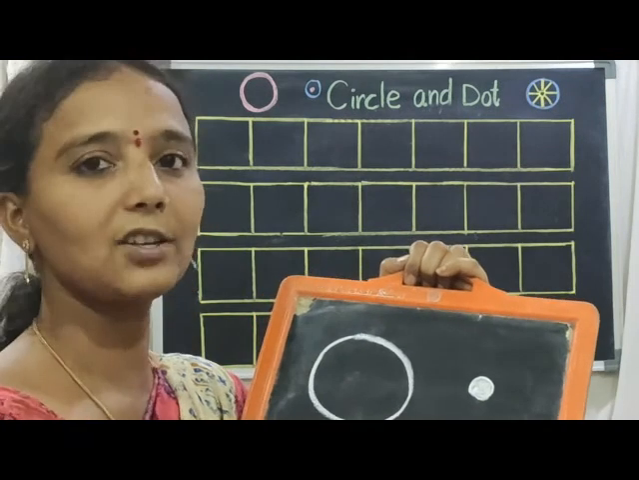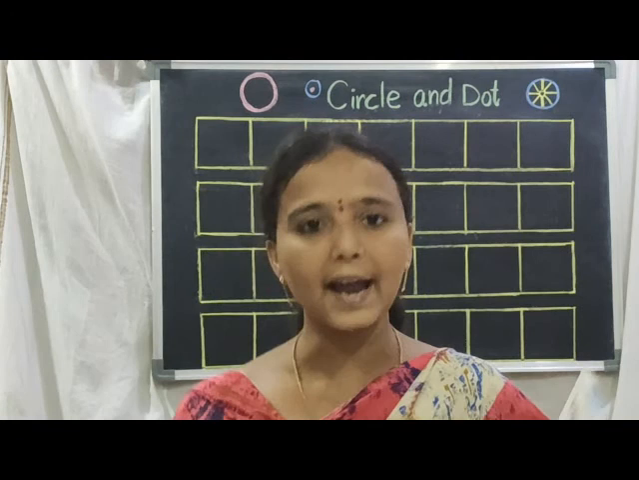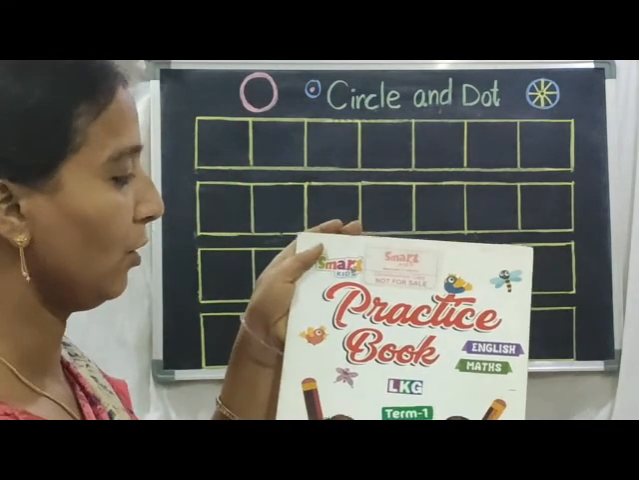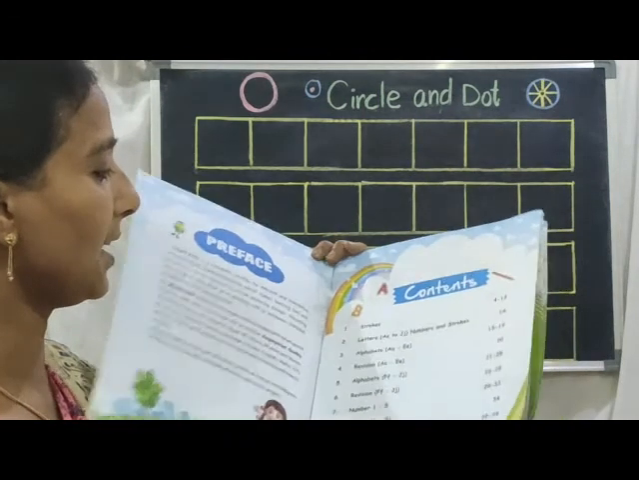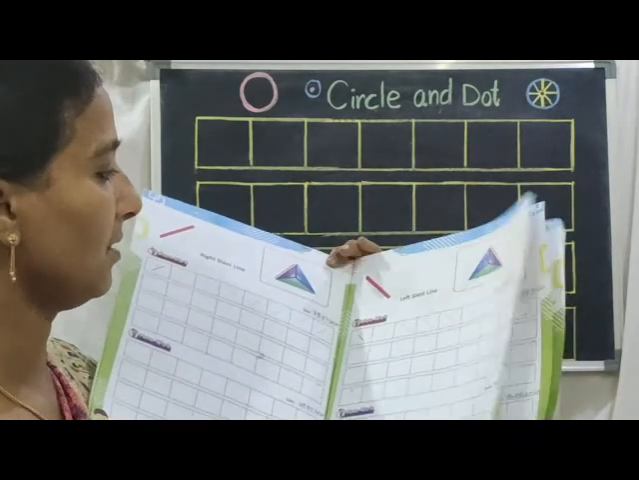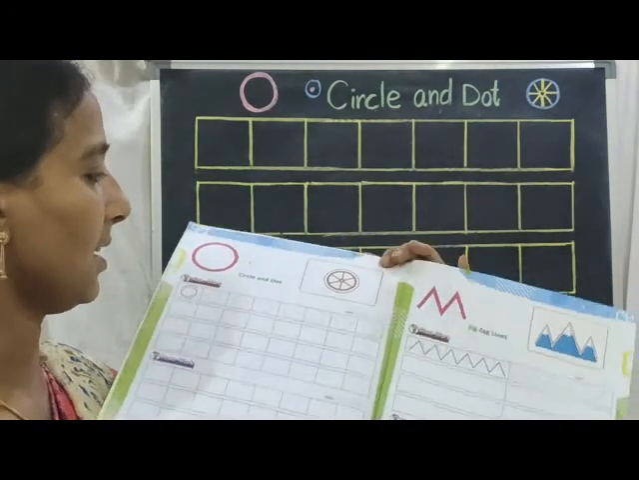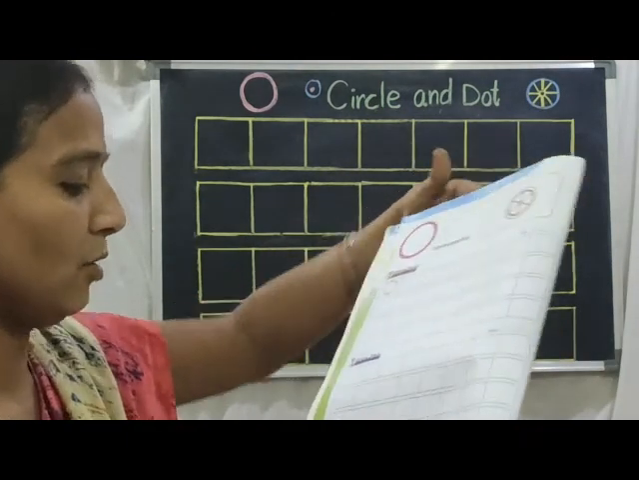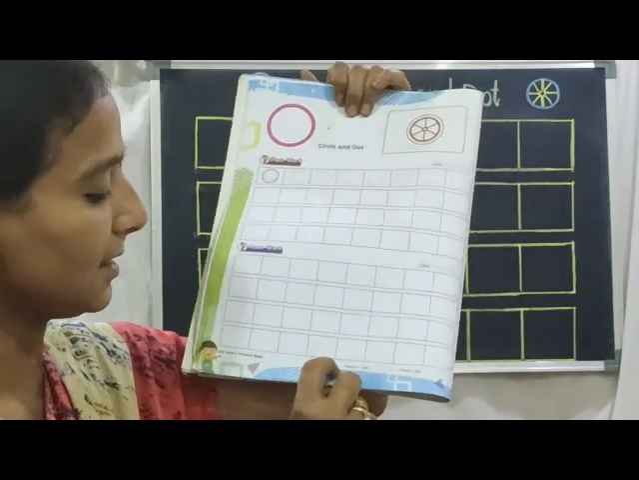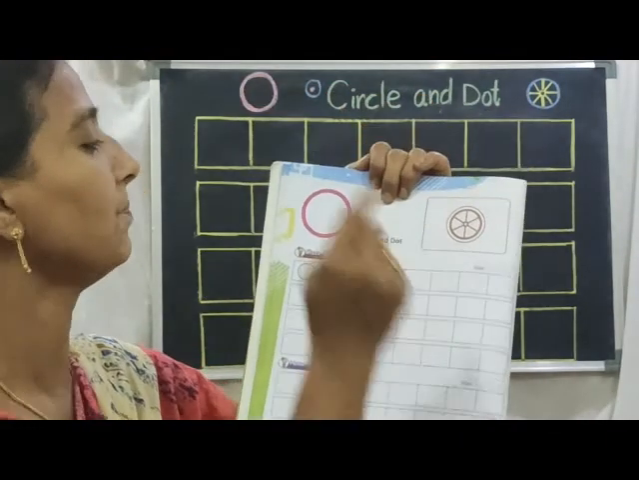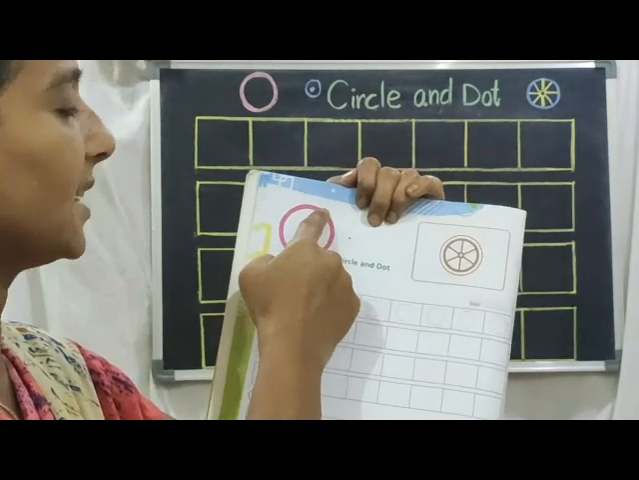After practicing on slate, take out your practice book. Open the circle page, children. These are all we completed. Yes, here. Open page number 12. We are seeing the page number here. See here, children. Put your finger and trace on the circle.